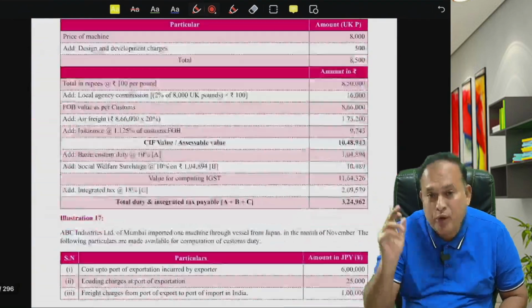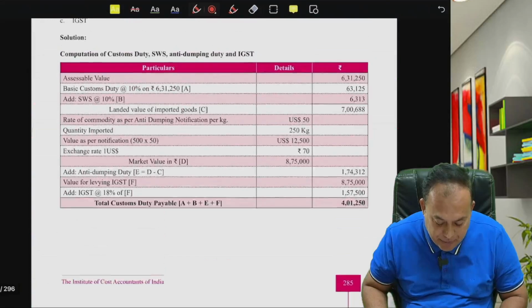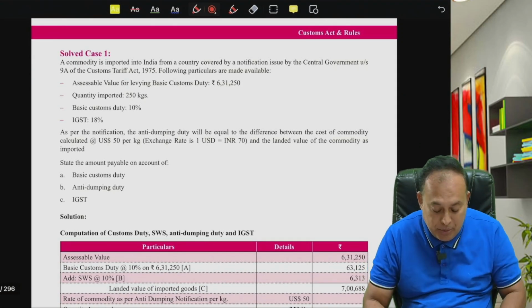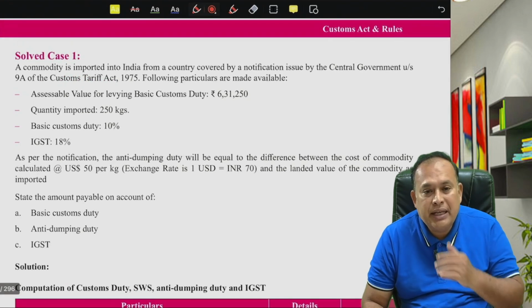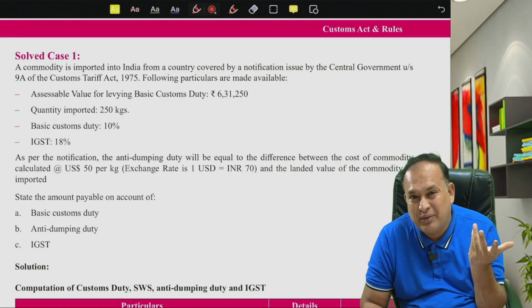Right now we go to a case study problem. One problem is given here. We'll take up this case scenario. Only one case scenario is given. Maybe this problem will come in the examination. It involves anti-dumping duty, so it is important from our exam point of view.